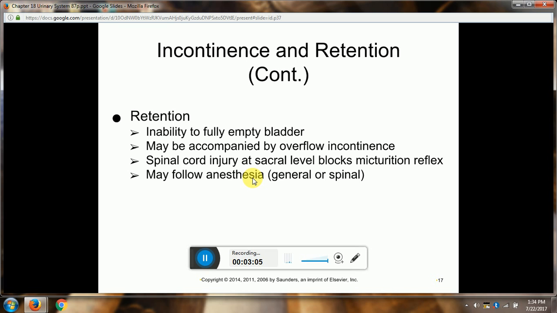So these individuals can wake up after surgery. Before surgery, they were fully continent. After surgery, their bladders are full, but they are unable to empty their bladder. This is usually a temporary condition, and just like it was triggered on its own, it'll go away. The body will kind of heal itself, and then it'll disappear on its own. It sometimes takes maybe a few days, up to maybe a week or 10 days.